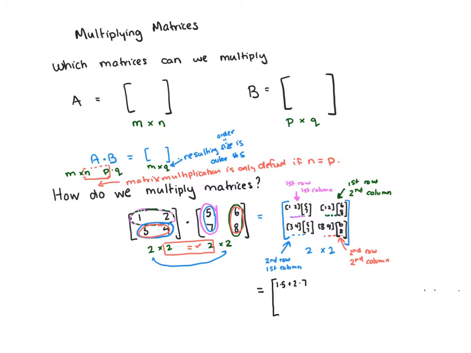I'll calculate out that number. Next, I'm going to have 1 times 6 plus 2 times 8. But that's in a completely different entry, so it doesn't get added to my first entry. Down here, I've got 3 times 5 plus 4 times 7. And over here, I'm going to have 3 times 6 plus 4 times 8.